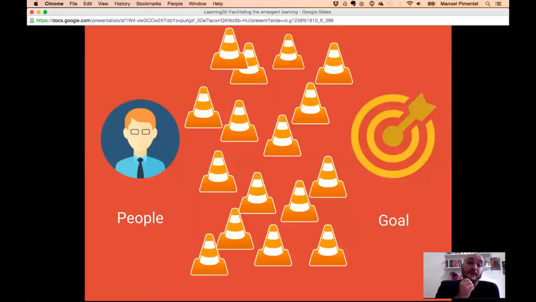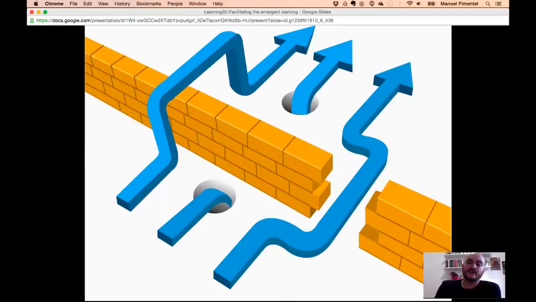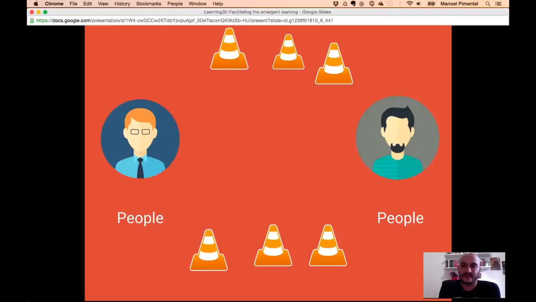Why is facilitation so important in this situation? If you look, for example, at people, most of the time people have goals, right? People want to reach some goals, but they see the path towards the goal with a lot of obstacles, right? The facilitator will help people to understand these obstacles, and especially when people want to connect with other people, the facilitator will create some shortcut to reduce this obstacle, to promote the connection between these people, right?